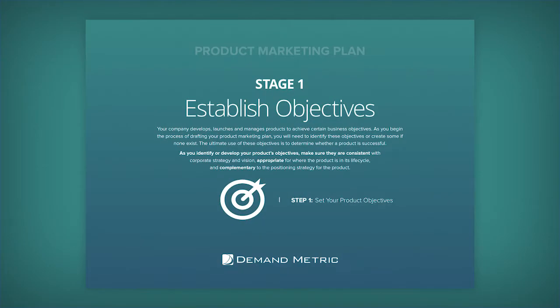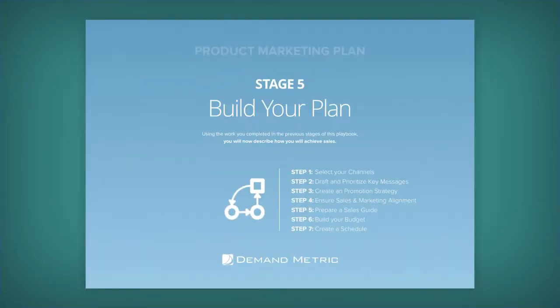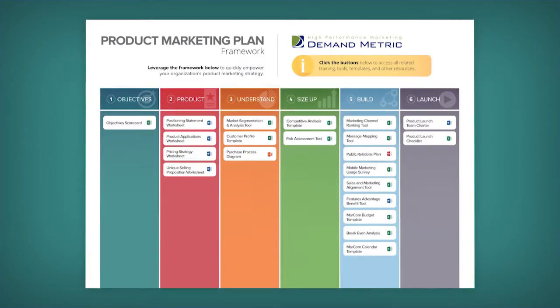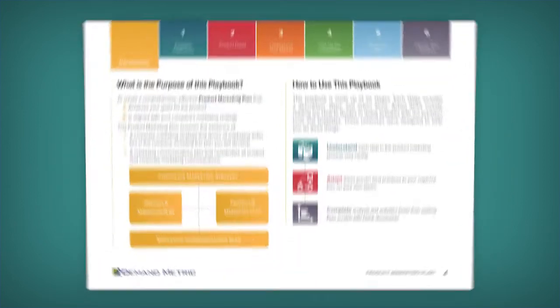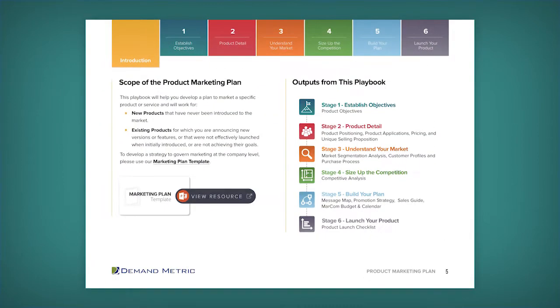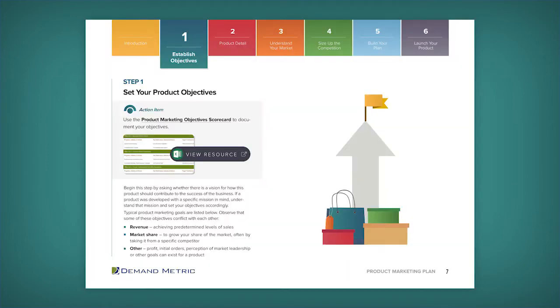Use this step-by-step playbook and set of premium tools and templates to create a comprehensive product marketing plan. Each playbook begins with a table of contents and a framework for quick reference to the tools and templates highlighted throughout this step-by-step guide. Our playbooks are filled with links to our practical modern marketing tools, templates, and training, which are organized stage by stage, step by step, starting with stage number 1. Establishing objectives. And here your one and only step is to set your product objectives.